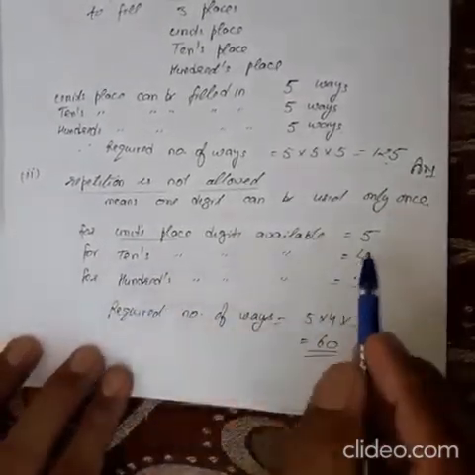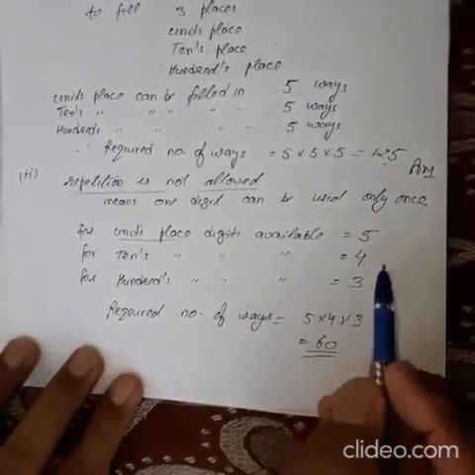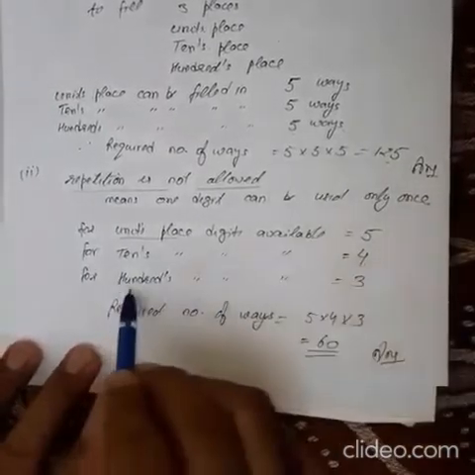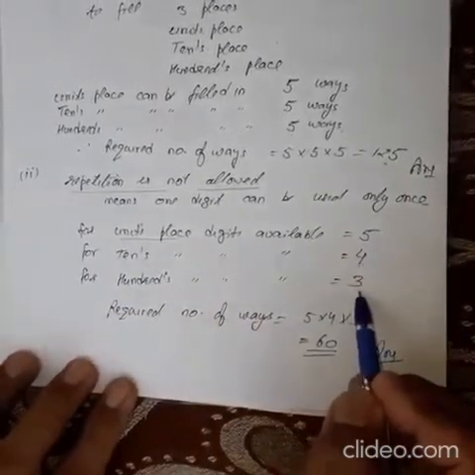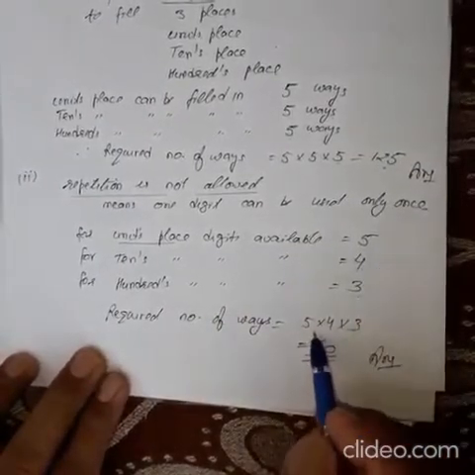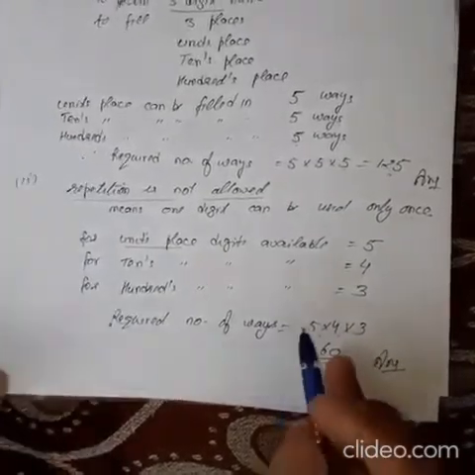Similarly, up to this place we have used 2 digits. It means digits available will be 2 less, it means 3. So for hundreds place there are 3 options, and required number of ways we have to multiply, that is 5 multiplied by 4 into 3. There are 60 ways, answer. So you can solve in this way.